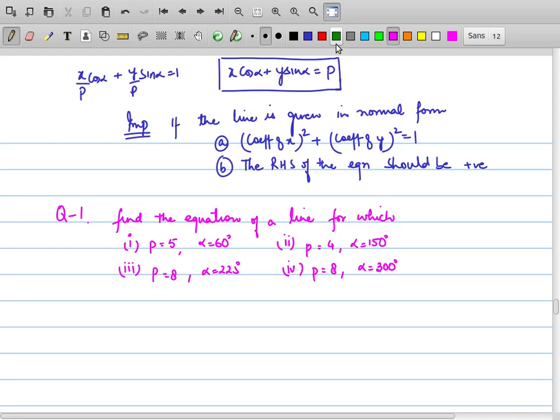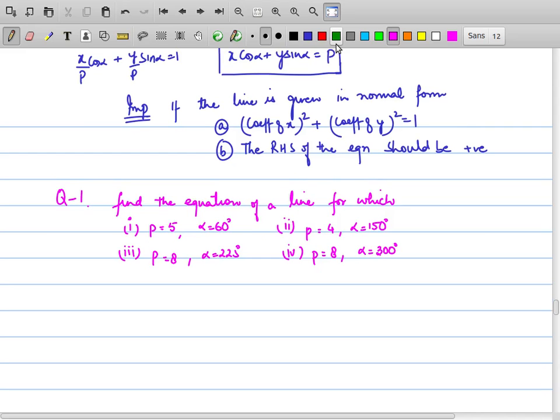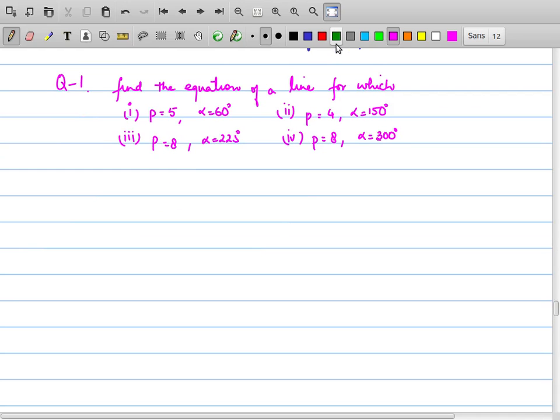Now we'll take a few examples to understand this concept. Now we have to find the equation of line for which P is 5 and alpha is 60. Now whenever you are given P, what is it? The perpendicular distance from the origin to the required line. And what is alpha? Alpha is the inclination of that perpendicular which you have dropped from the origin to our line. It is not the inclination of our line.